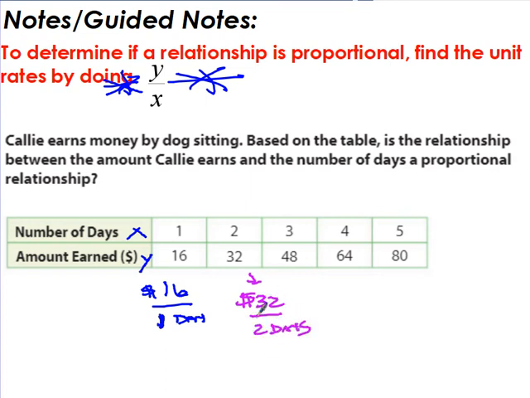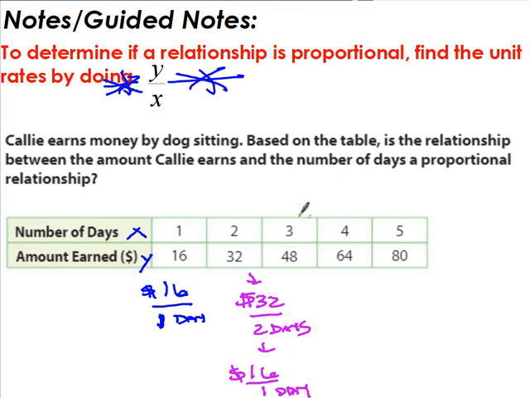Well, I would do 32 divided by 2 because this is a fraction, and I would find the unit rate. Well, 32 divided by 2 is 16 over 1. So that means, again, for 2 days she's still charging $16 per 1 day. So if you use her services for 2 days, you're still paying $16 a day.